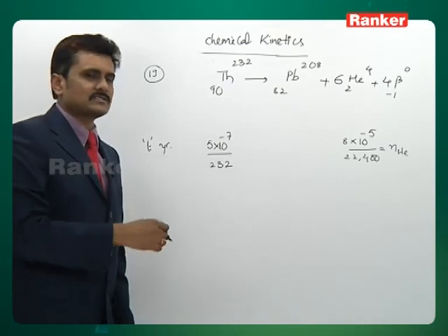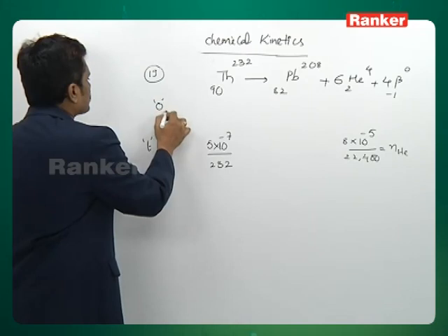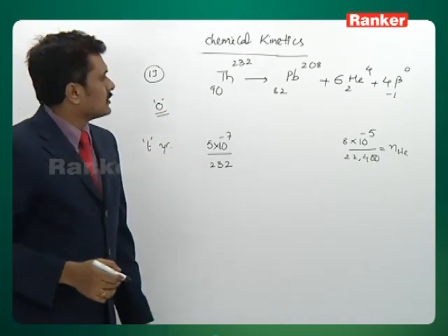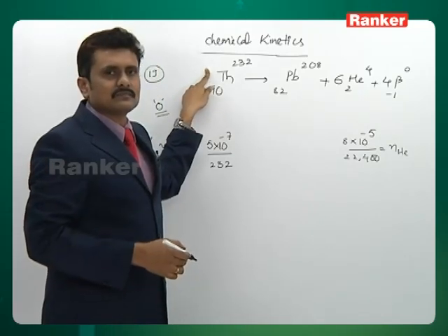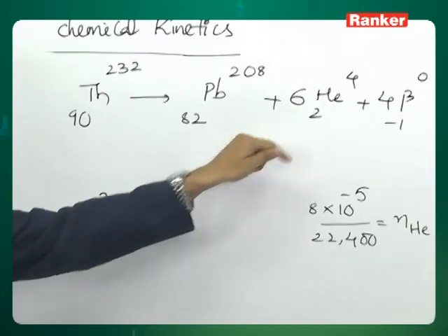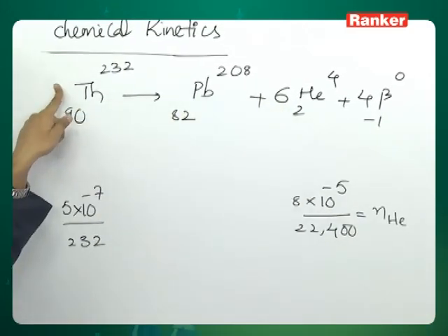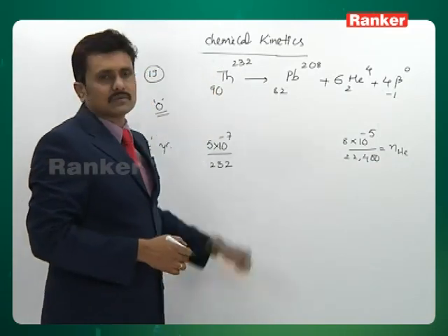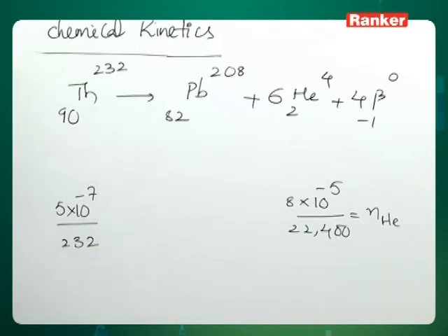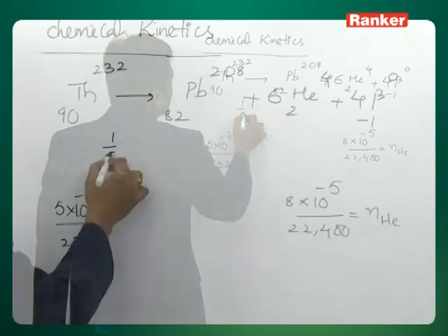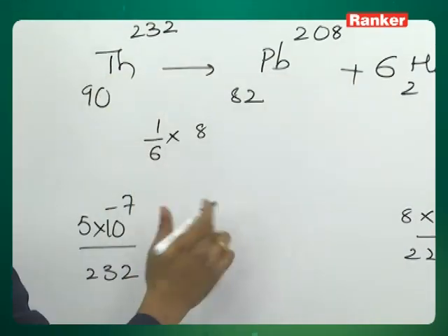Now to find the initial moles of thorium at the beginning of the reaction, you can see that for every 6 moles of helium produced, 1 mole of thorium reacted, or 1:1/6 is the mole ratio of helium and thorium in this nuclear decay. So for this many moles of helium, I can anticipate the moles of thorium reacted to be 1/6 times that, because you can see they are in a 6:1 mole ratio.